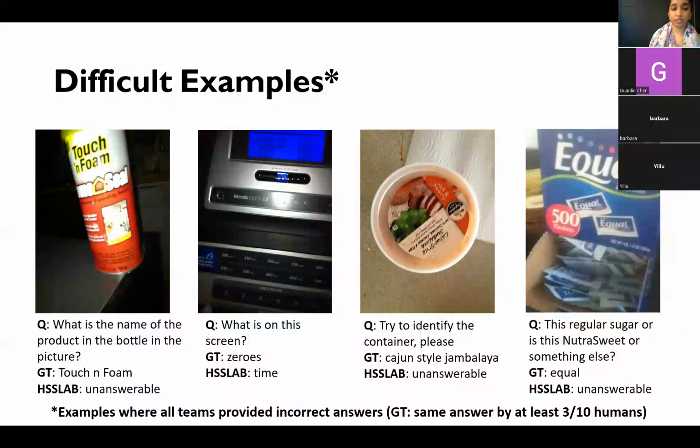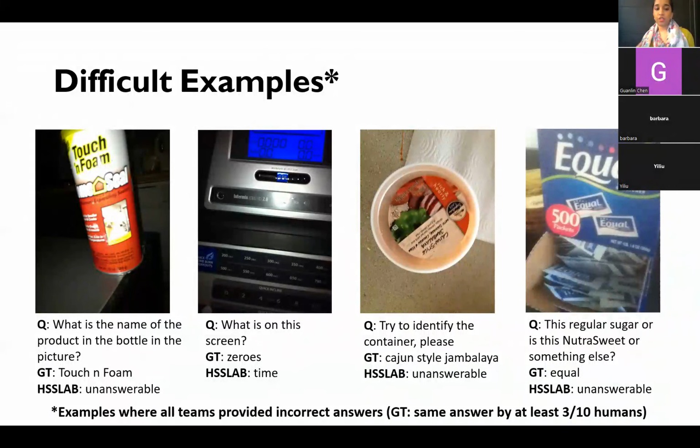So questions such as, what is the name of the product in the bottle in the picture? The answer should have been touch and foam, but the winning team had answered unanswerable. And in this case, it's mostly places where you have to read particular text in a picture. Another example is when a question is asked to read numbers. So, what is on the screen? The ground truth answer is zeros, for which at least 3 out of the 10 humans would have answered these questions. HSS Lab provided an answer of time.